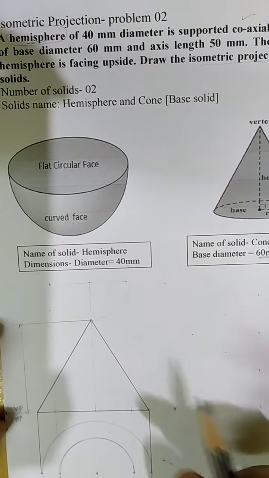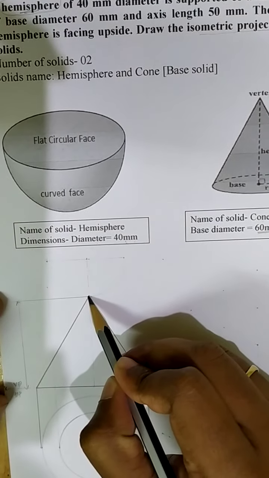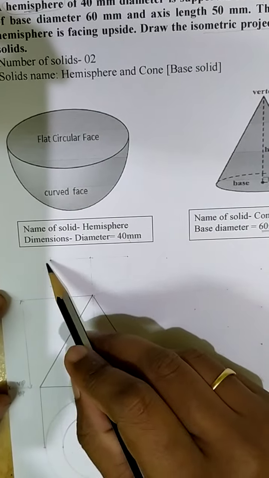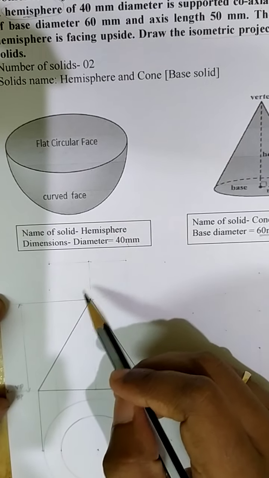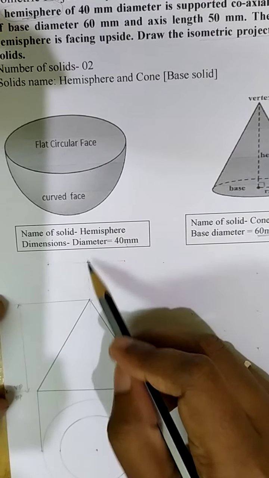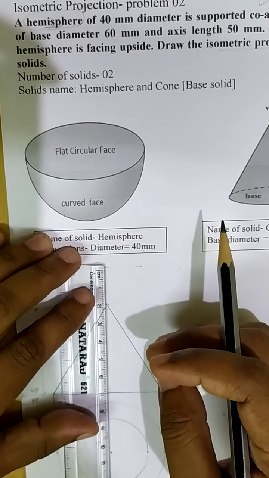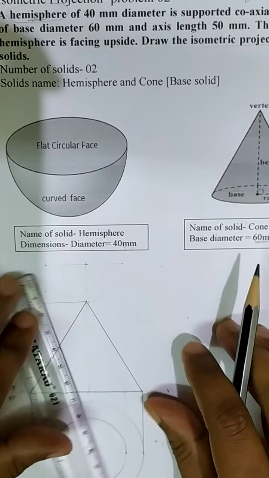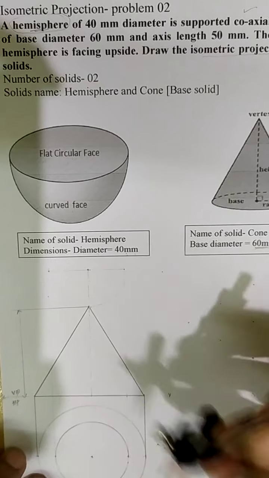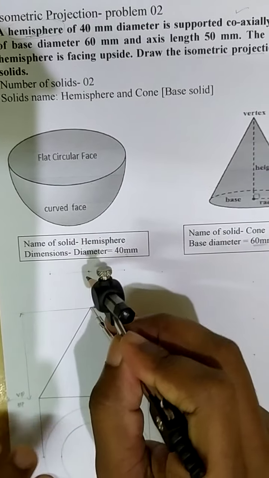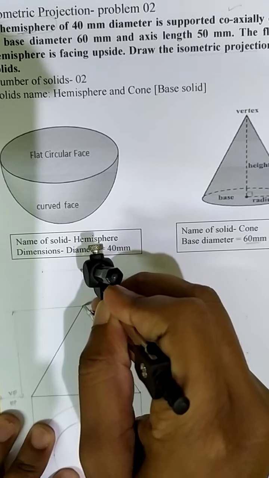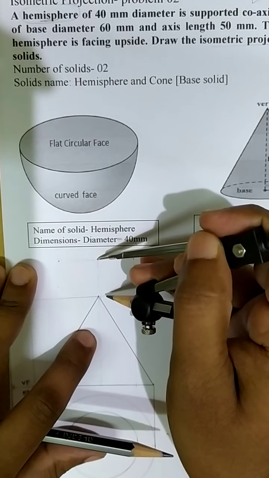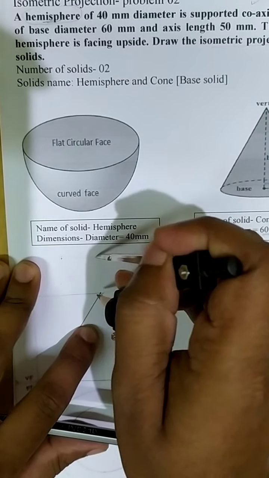Now with respect to this vertex of the cone, that is the apex point, how much distance do we need to consider in order to draw the curved surface of the hemisphere? Since it is a hemisphere, we have to take half of the diameter, that is 20 mm. With the help of the scale, you place your scale along the axis line and mark the 20 mm point. With respect to this point, you take the 20 mm radius with the compass. Now you place your compass at this topmost corner and you draw the curved portion.